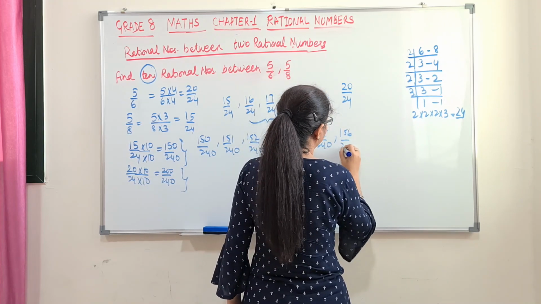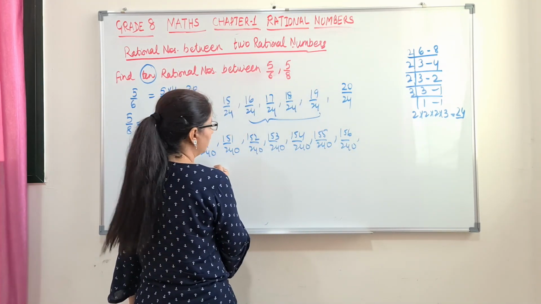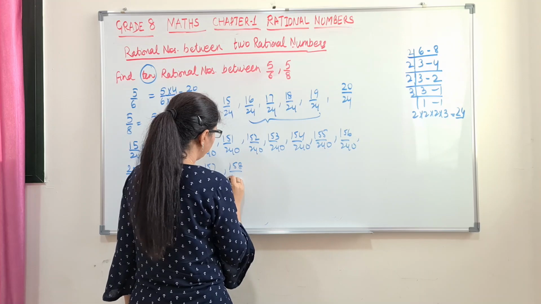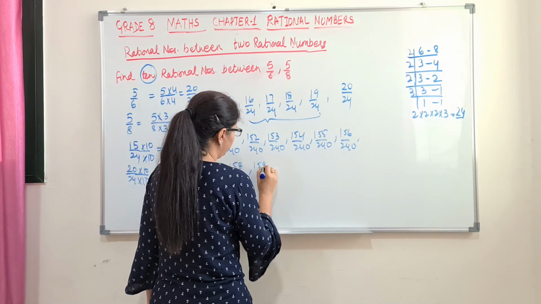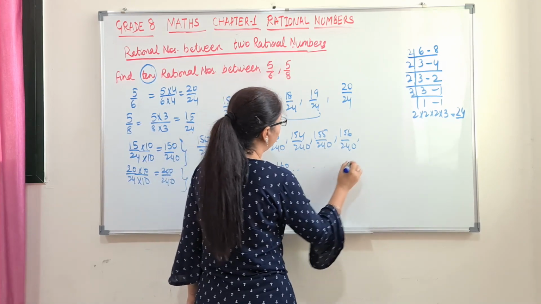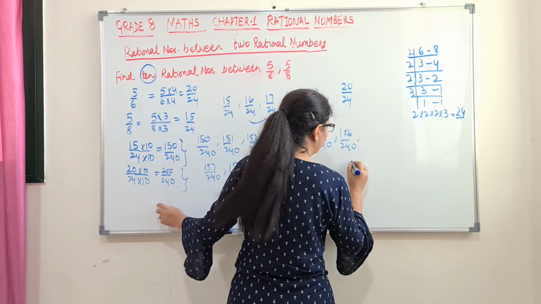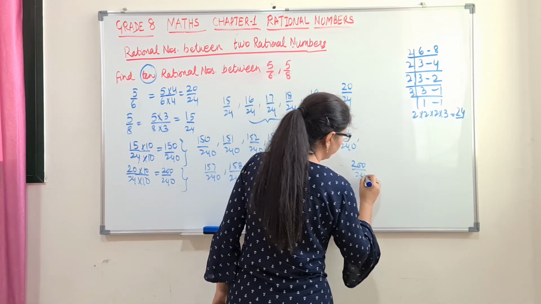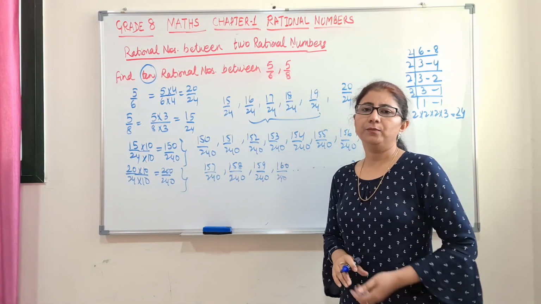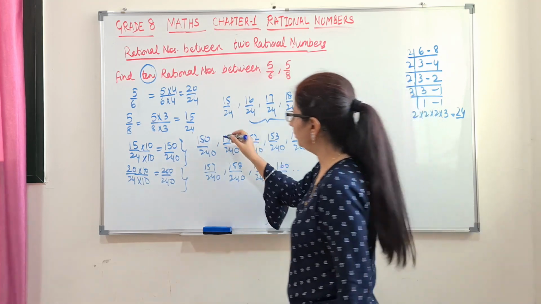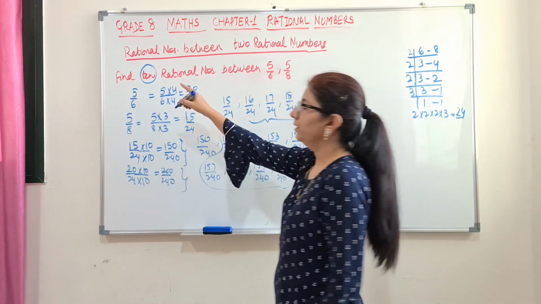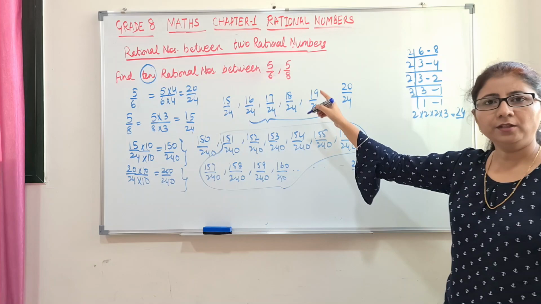155, 156, 157, 158, 159, 160, and so on till our number 200 by 240. You can have the option of 50 numbers in between them and write the numbers of your choice. So any 10 numbers out of this range you can write. So this is my answer: the 10 rational numbers between 5 by 6 and 5 by 8.